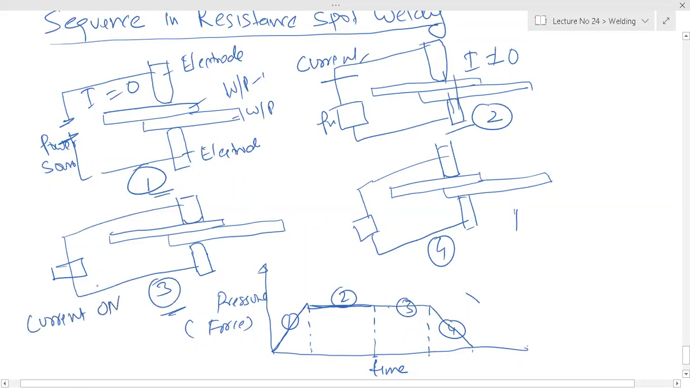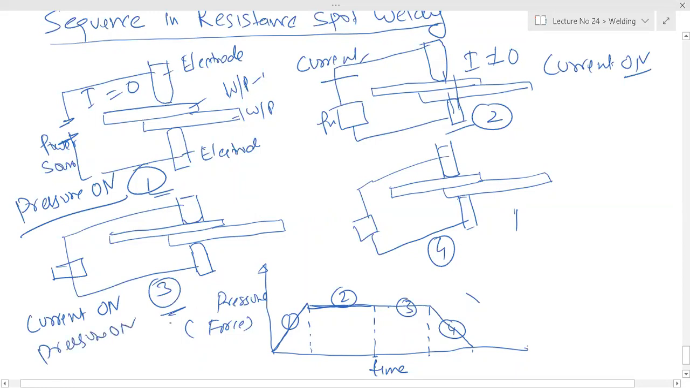Current on, so here only pressure on, right? Here your current on and your current and pressure both on, and we keep for some time, right? And then finally pressure is released. Pressure release.